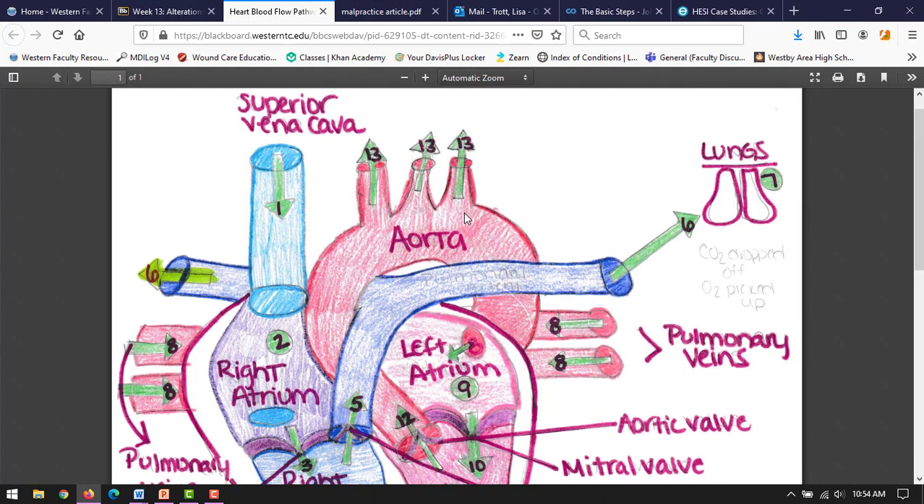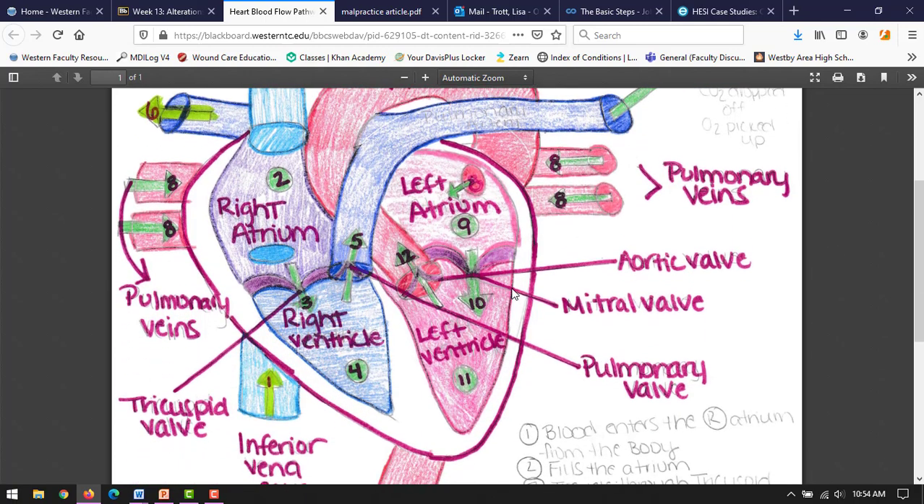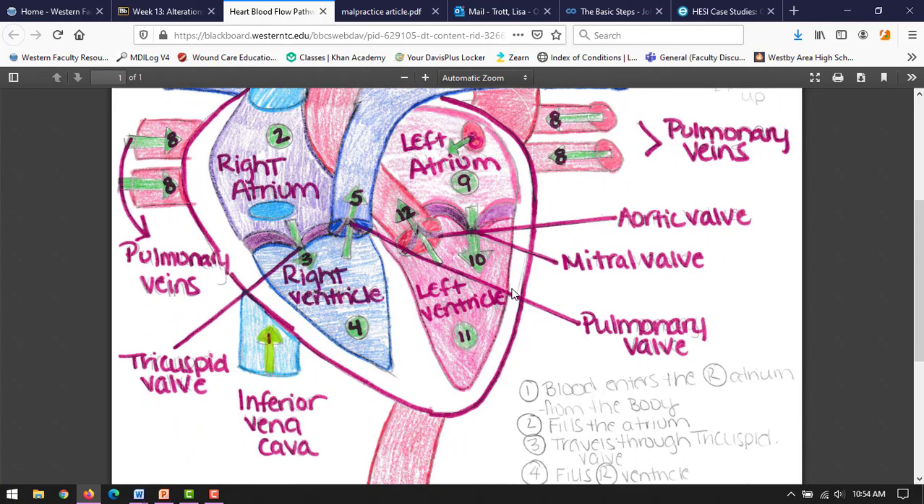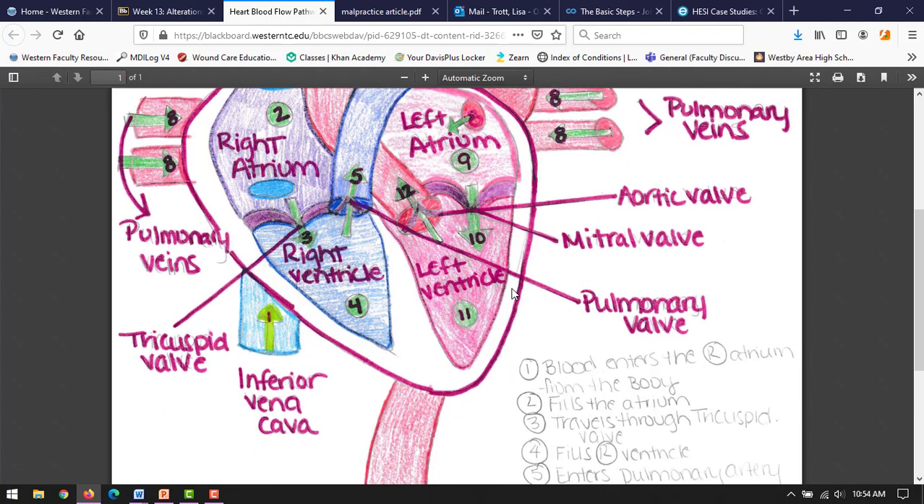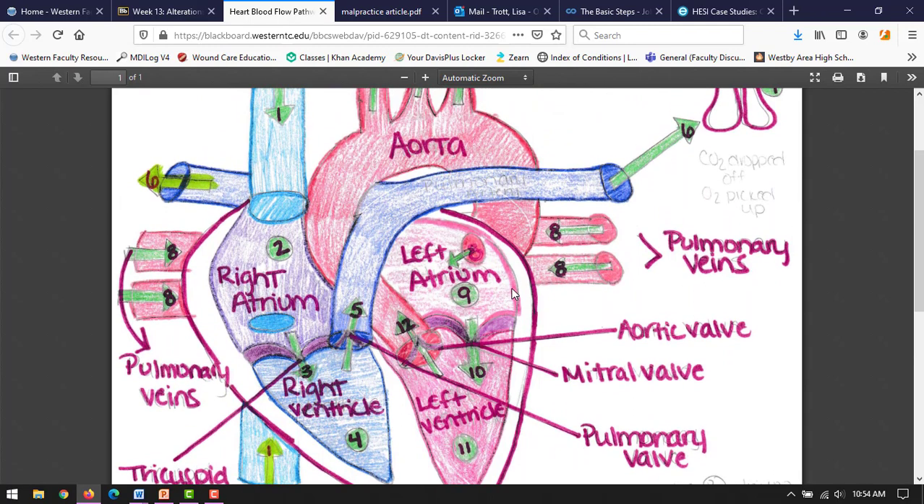This is up on Blackboard. It's a PDF file. It's the heart blood flow pathway. So you can kind of see where the blood comes in, where it travels, which way it travels. When you're looking at this, know that the blood comes in first to the right atrium.